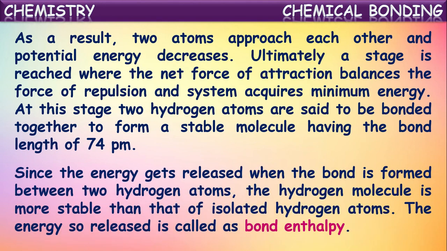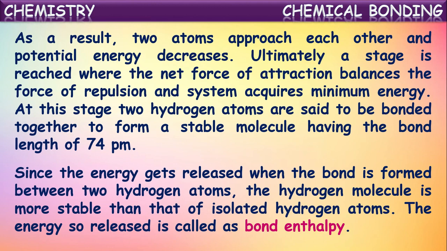Since the energy gets released when the bond is formed between the two hydrogen atoms, the hydrogen molecule is more stable than that of isolated hydrogen atoms. So what's happening when a bond is formed? Energy is released, which we call bond length, bond energy. As energy is released, the molecule will be with the least energy, and hence we can say it is more stable. Because if energy is least, stability will be more for the system.